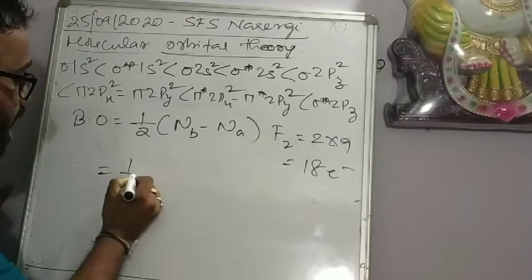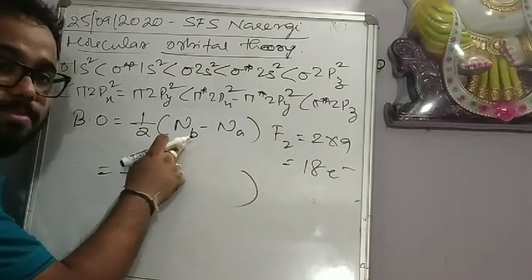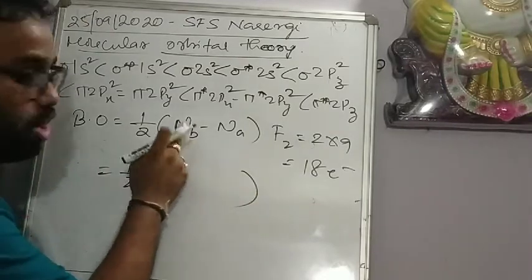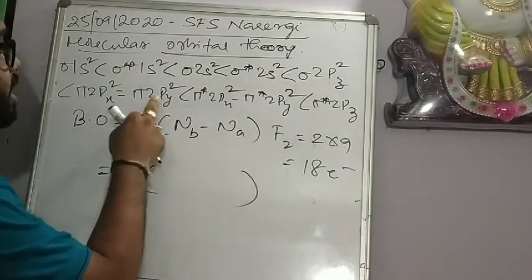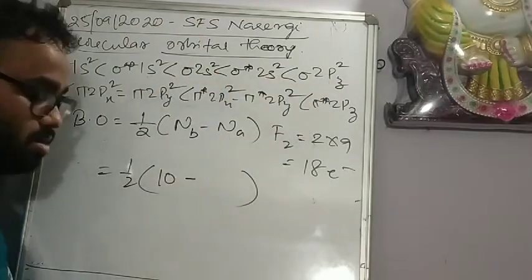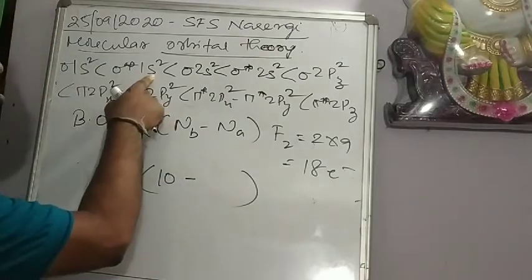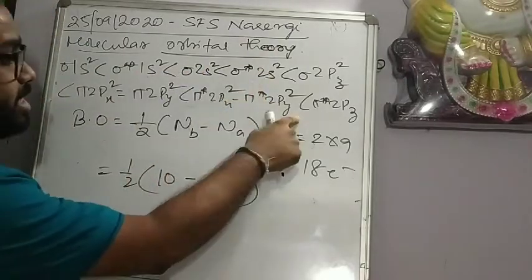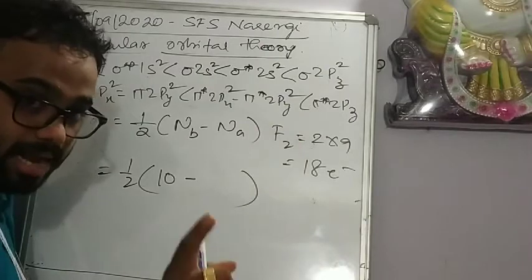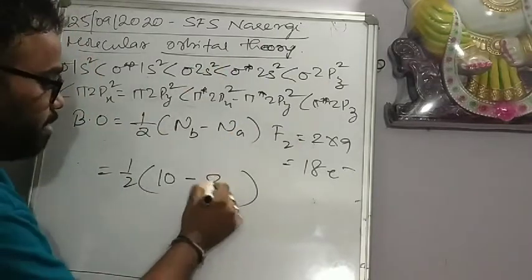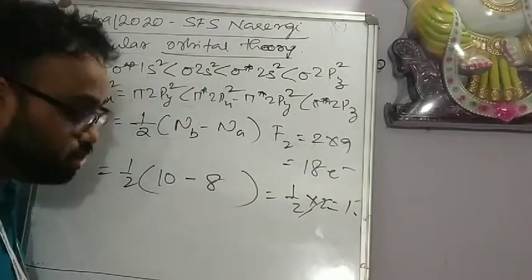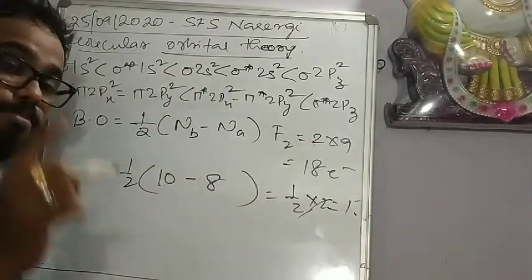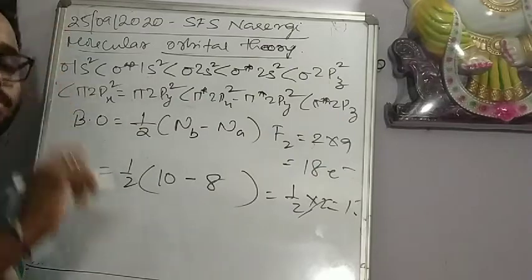So half into number of electrons in bonding. So how many bonding electrons are there? See, 2, 3, 4, 5, 6, 7, 8, 9, 10. Anti-bonding: 2, 3, 4, 5, 6, 7, 8. Star, anti-bonding star, so 8. 10 minus 8, that is half into 2, 1. So the bond order of F2 is 1, and the bond order of O2 is 2.